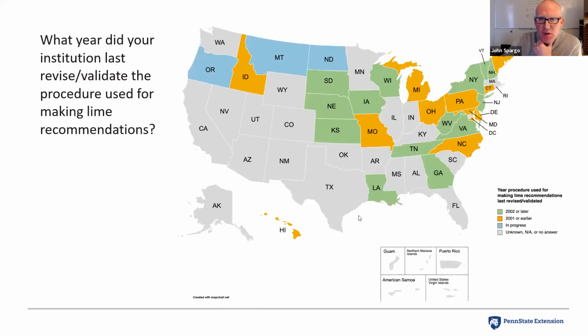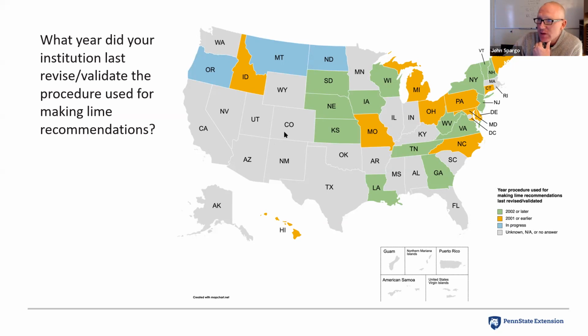Just a few more notes I think are relevant to this discussion. One of the things we also asked is, what year is the last time that the lime recommendations or procedures for making lime recommendations were revisited? And then Sarah pulled these maps together and just split it into 3 bins: since 2002, so within the last 20 years; more than 20 years ago, or before 2001; or currently in progress.